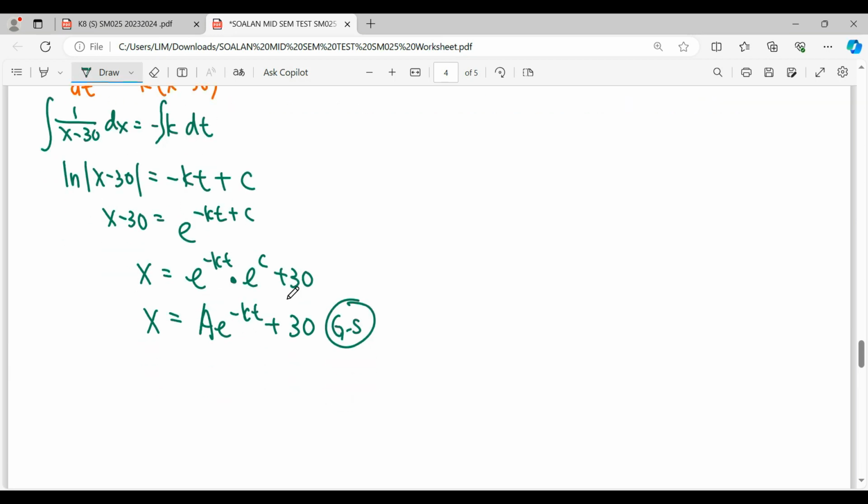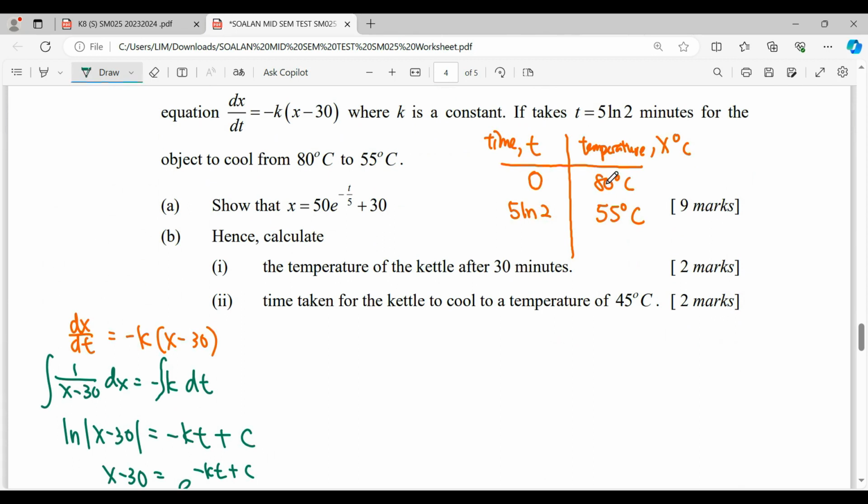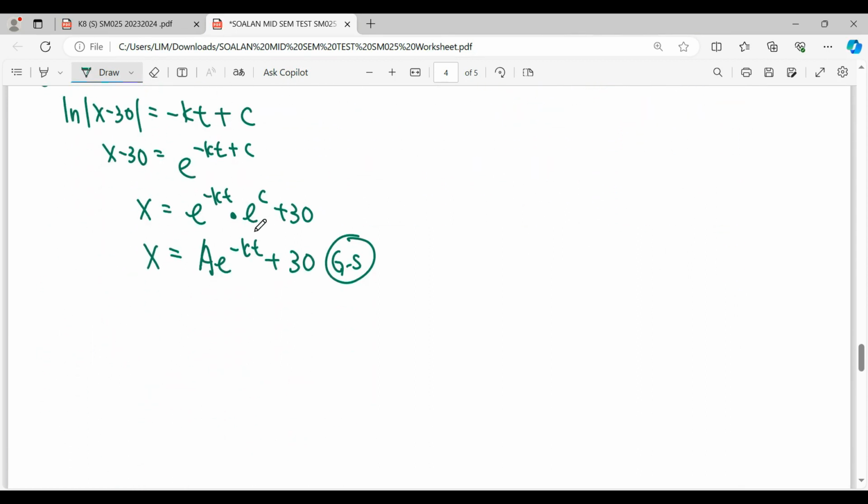What we need to do is show the particular solution. So for the first information, when t is 0, x is 80. For the second information, t equals 5 ln 2, x equals 55. For these two pieces of information, we need to find two constants here, which are A and k. Then we're going to substitute t is 0 and x is 80. So move this 30 back to the left hand side and e to the power of 0 is 1, so we get A equals 50.